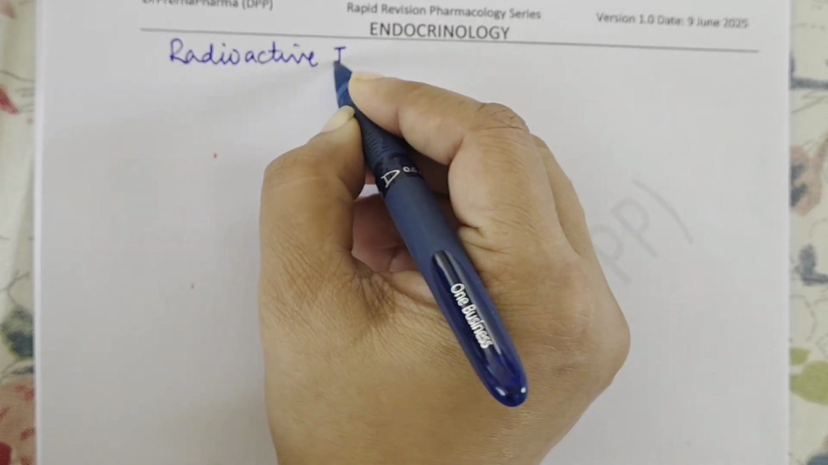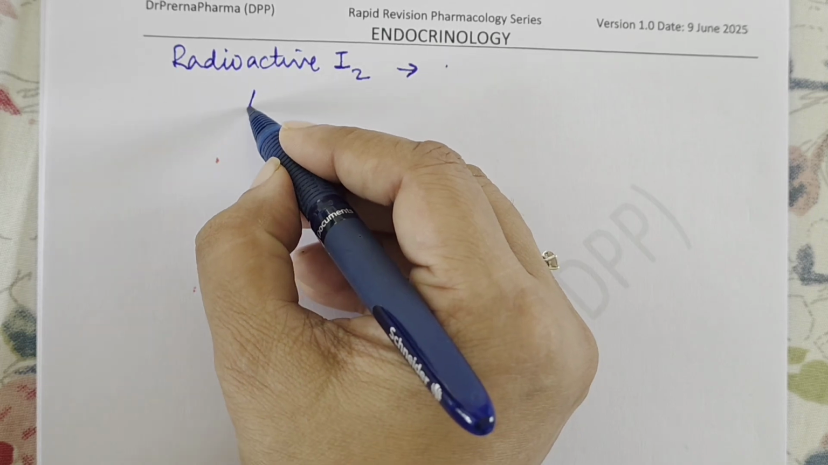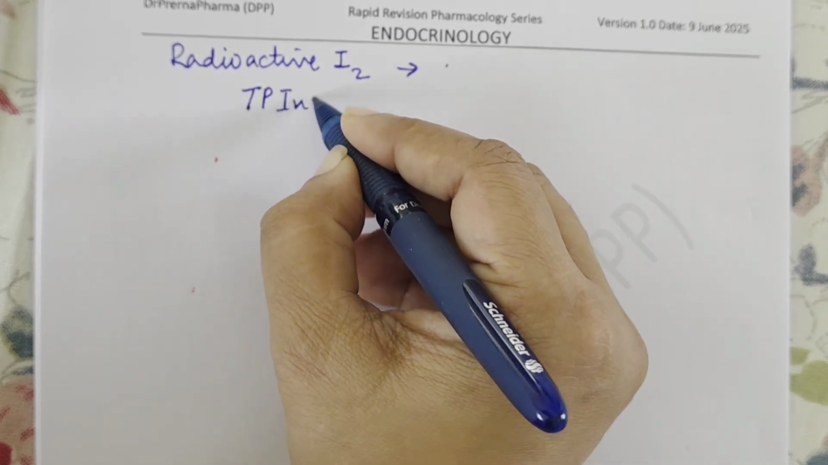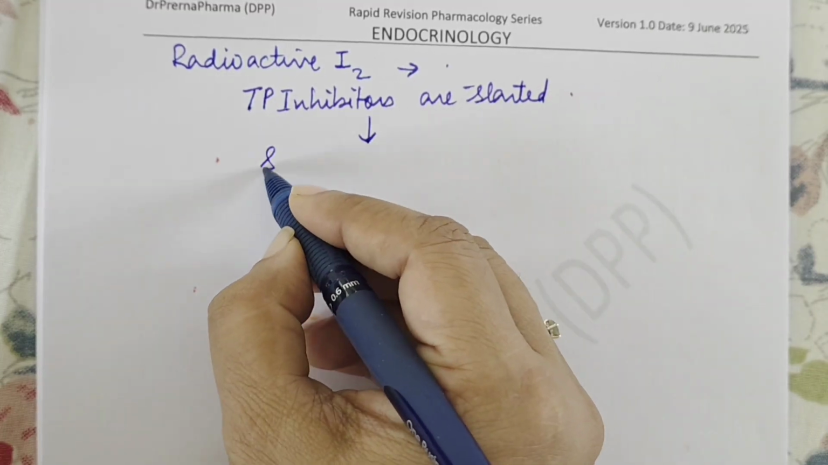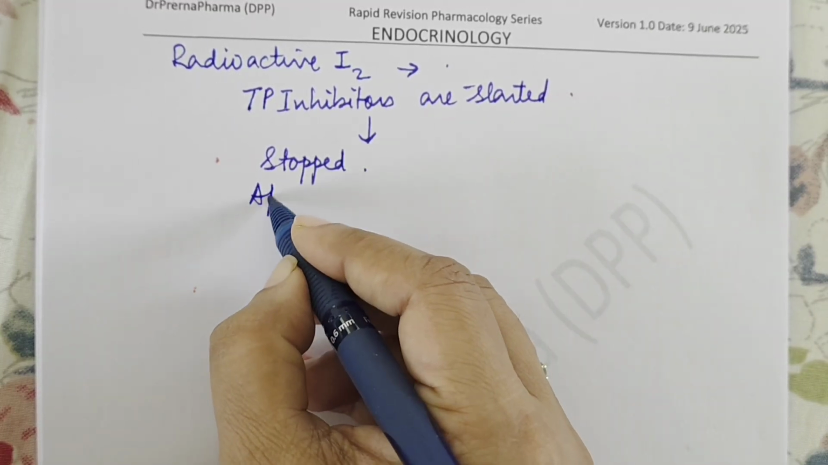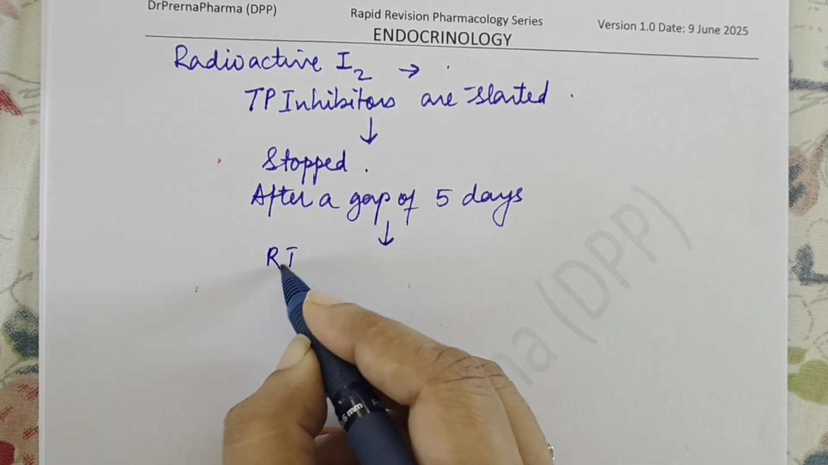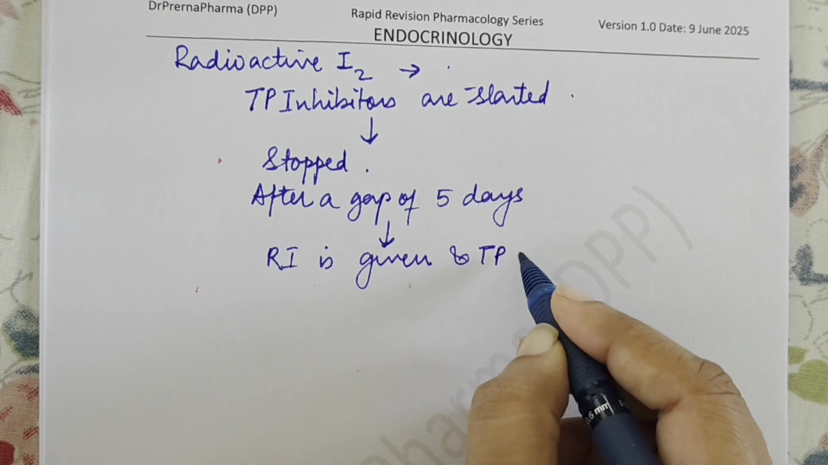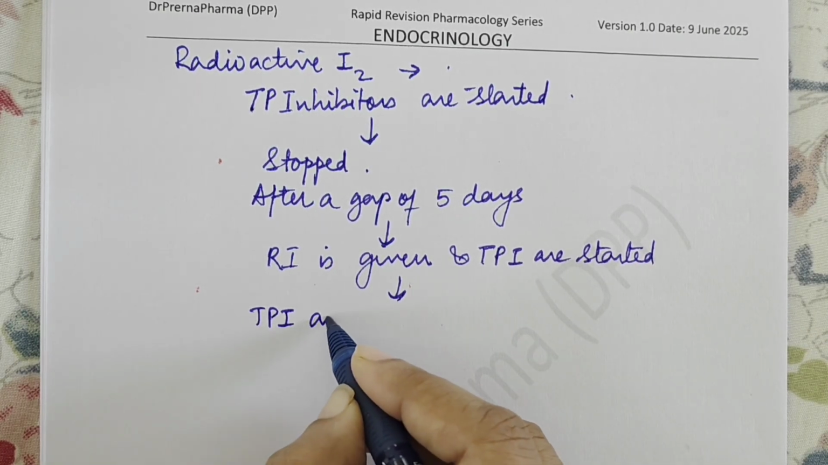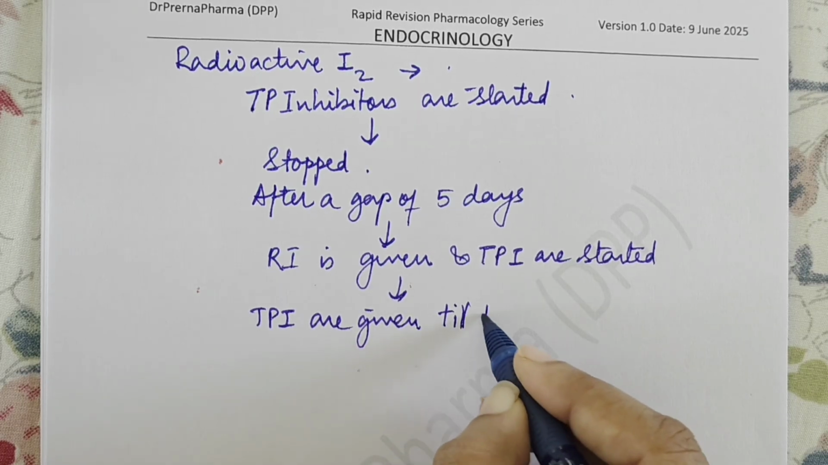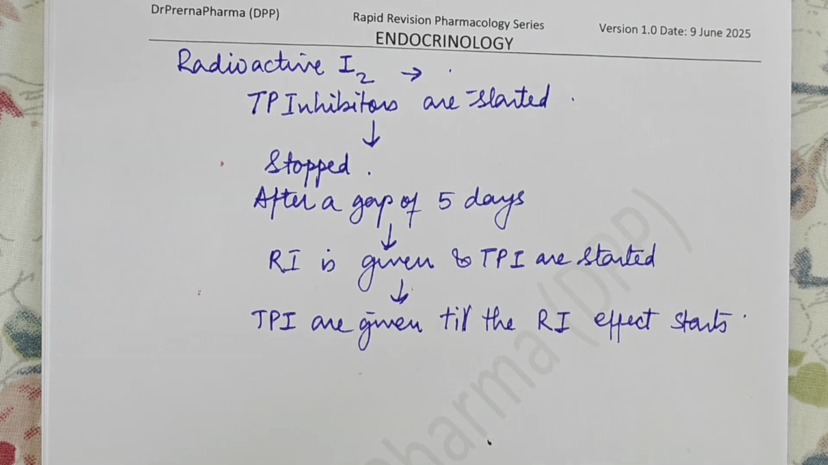Radioactive iodine. How is radioactive iodine given? What is the process of giving radioactive iodine? In radioactive iodine, first thyroid peroxidase inhibitors are started, then they are stopped, and after a gap of 5 days radioactive iodine is given and thyroid peroxidase inhibitors are started. Thyroid peroxidase inhibitors are given till the radioactive iodine effect starts. Okay, so this is how radioactive iodine is given.